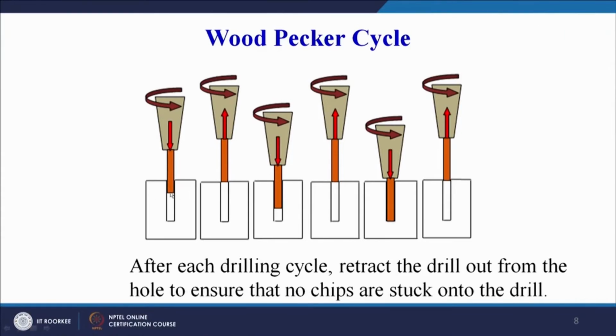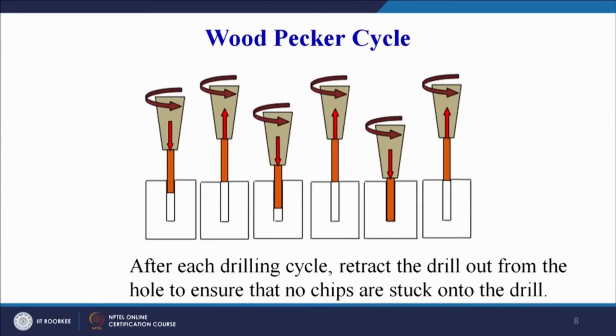So we are doing the drilling in 3 stages now. The first stage is up to a particular depth, and then the drill is retracted back, and then up to an intermediate depth, again the drill is retracted back, and finally we go to the complete depth of the hole, and finally the drill is retracted back. After each drilling cycle, retract the drill out from the hole to ensure that no chips are stuck onto the drill. So this process leads to better chip evacuation or chip removal.